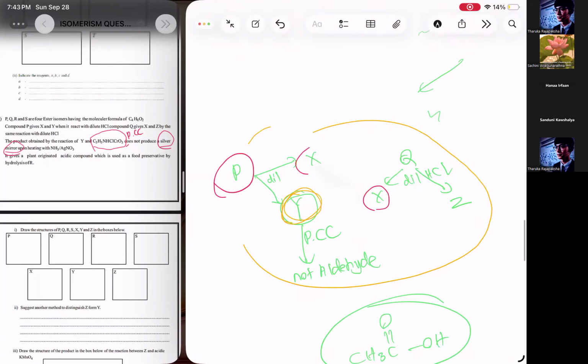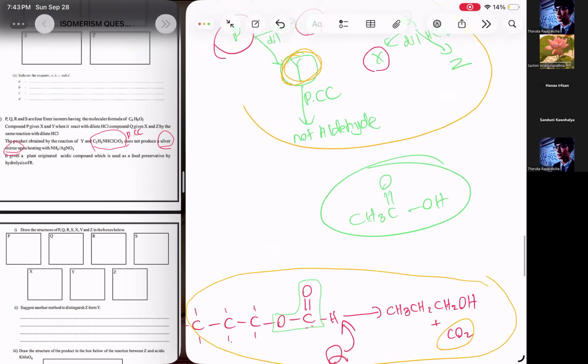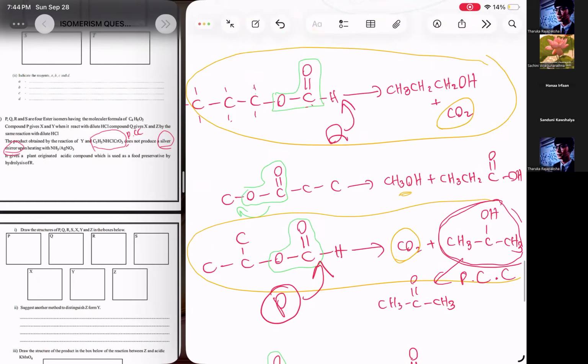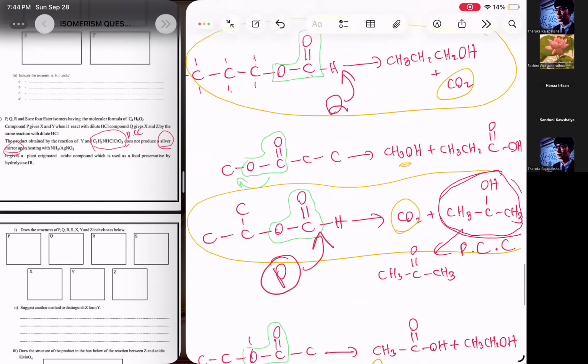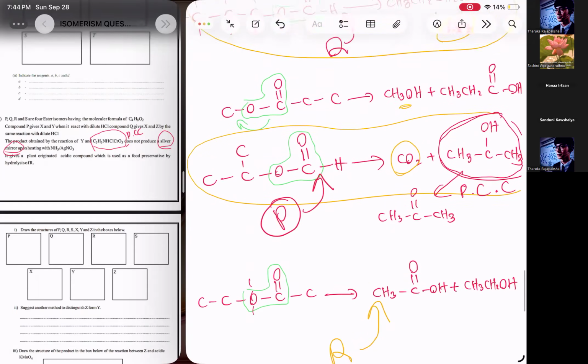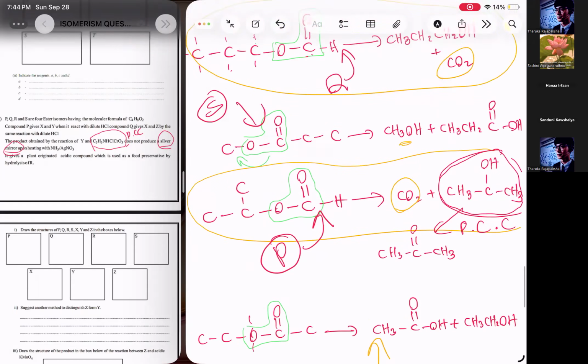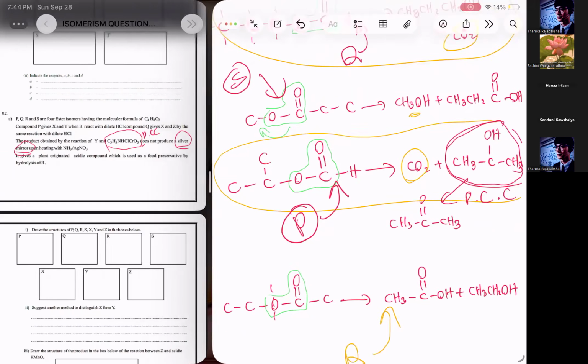And after that, P, Q, R, and S. S is this one. Oh, there you go. That is how you identify the compounds. Let's draw then.